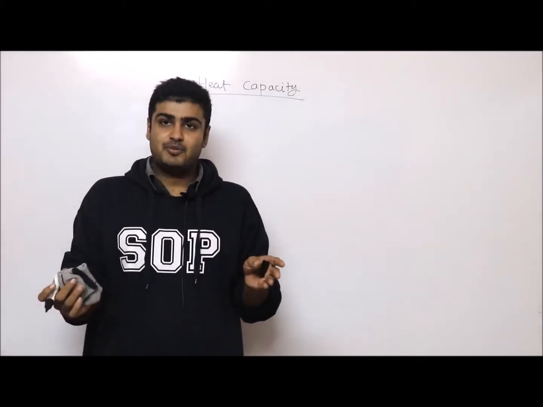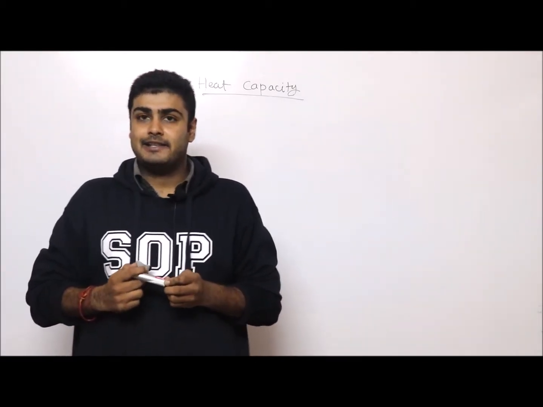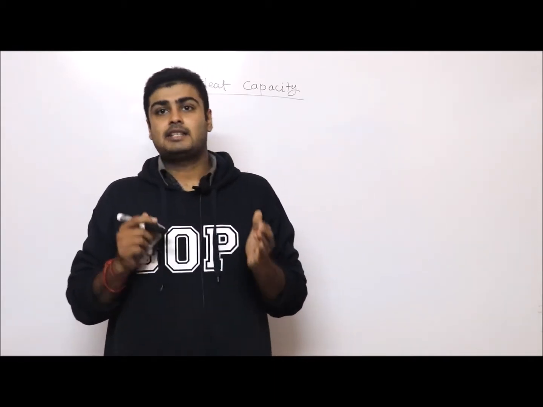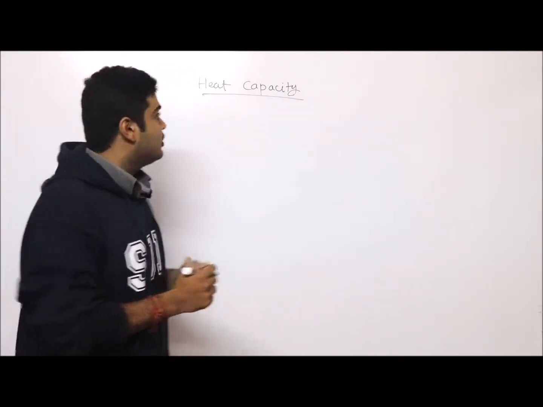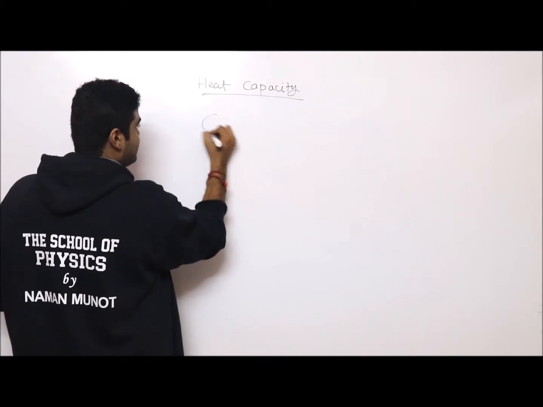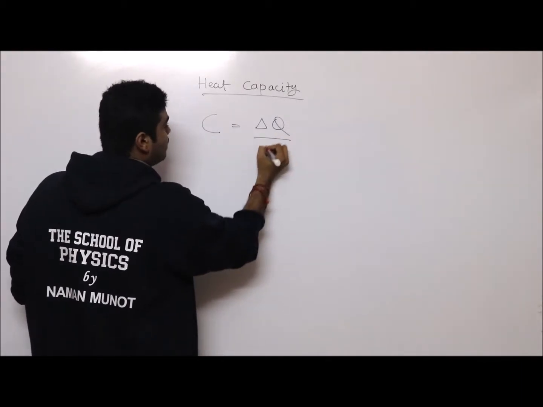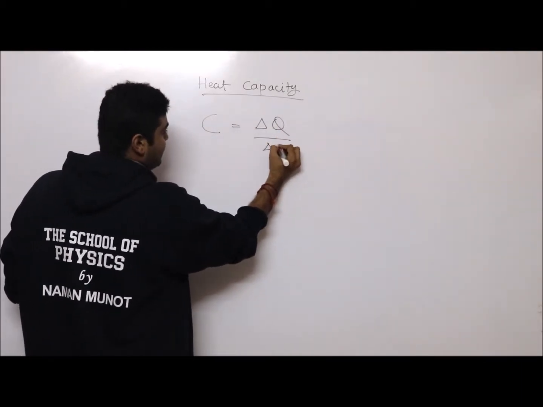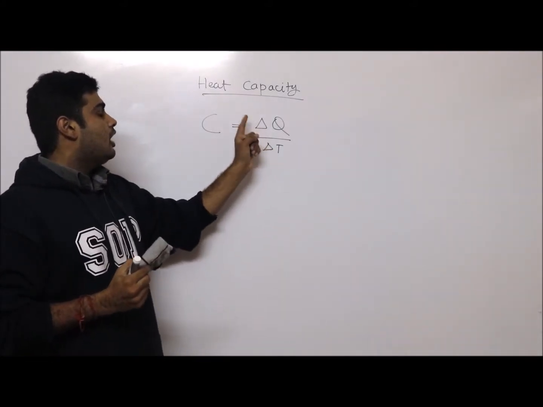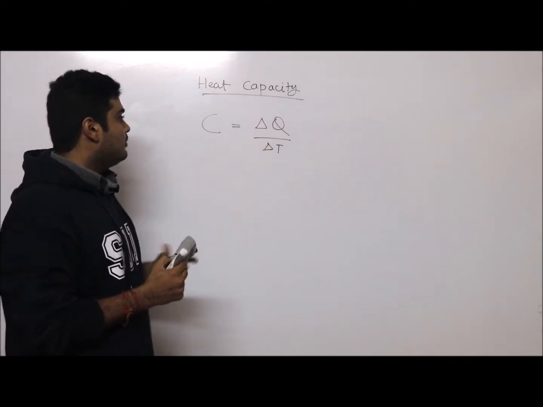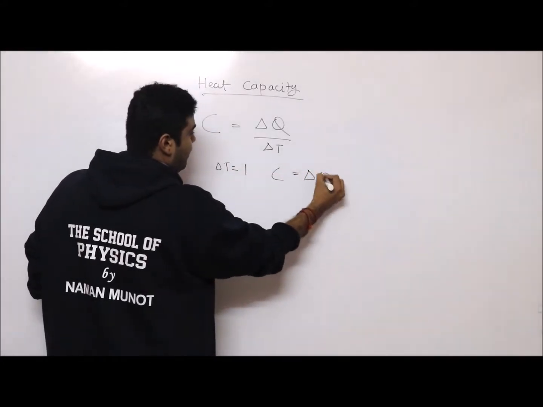Heat capacity, as the name suggests, is the amount of heat that is required to raise the temperature of a system by 1 degree Celsius. So we can write heat capacity, capital C, is equal to the amount of heat required, delta Q, to raise the temperature of the system by 1 degree Celsius. So when delta T is equal to 1, the heat capacity is the amount of heat given.